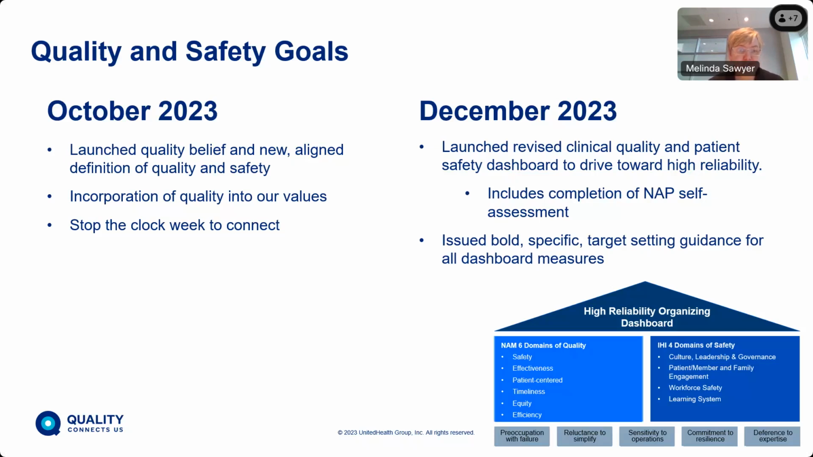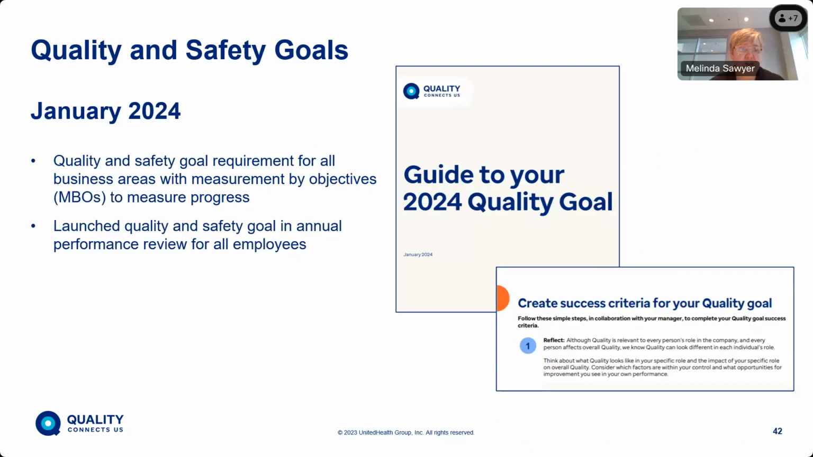Next slide. And then finally, in January, we actually launched job quality and safety goals by business with measurement by objectives or MBOs to measure the progress. And we also launched quality and safety goals in the annual performance reviews for all of our employees. So great, a lot of work there, but some of the action we're taking to close some of those to get to that 4 score. Next slide.